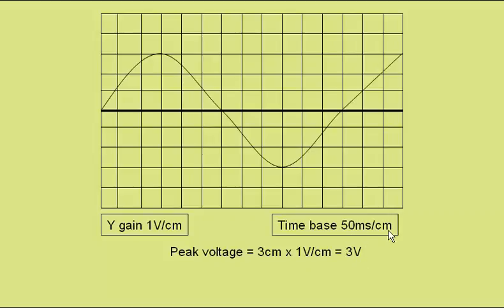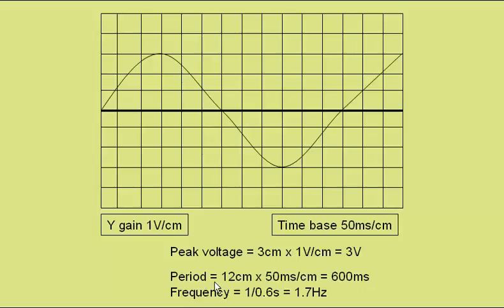Time base at 50 milliseconds per centimeter, and the time period now, we'll have to start from here, is 1, 2, 3, 4, 5, 6, 7, 8, 9, 10, 11, 12 centimeters. So time period is 12 centimeters at 50 milliseconds per centimeter, which is 600 milliseconds. So the frequency 1 over the time period, or 1 over 0.6 seconds, giving a frequency of 1.7 Hertz.